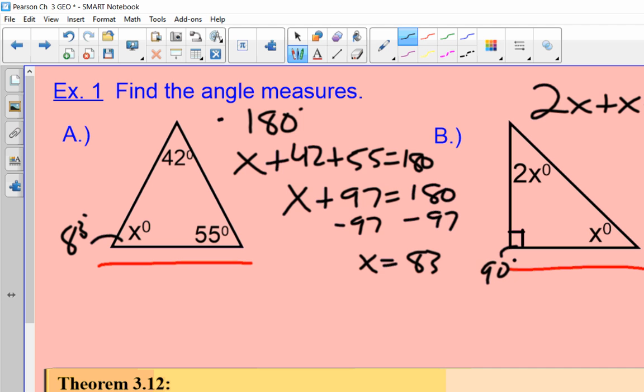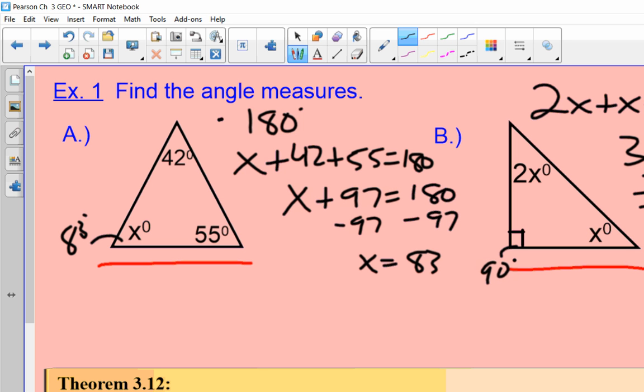Okay, so go ahead, put like terms together. 3x and 1x. I'm sorry, 2x and 1x is 3x. Plus 90 is 180. I can go ahead and start solving it. 3x equals 90 because I subtracted 90 from both sides. And then I go ahead and divide by 3. Okay. And there's the value for x.